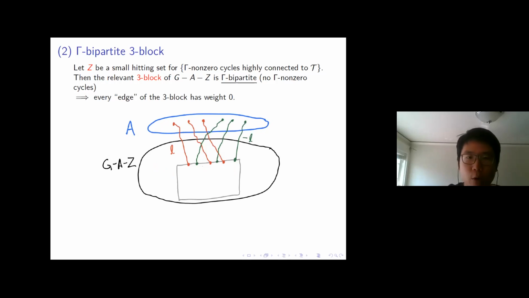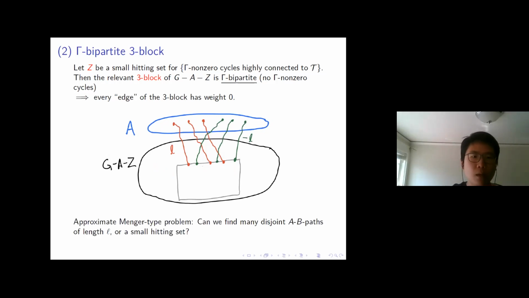Okay, but so now the question is, I need to find paths of weight L, like I need to specify the length, paths of weight L from A to the wall. So this is essentially a Menger type of problem, right? I'm looking for paths from one set of vertices to another set of vertices. But I'm requiring that these paths all have weight L. So this is now the problem that we have to solve, this approximate Menger type problem.